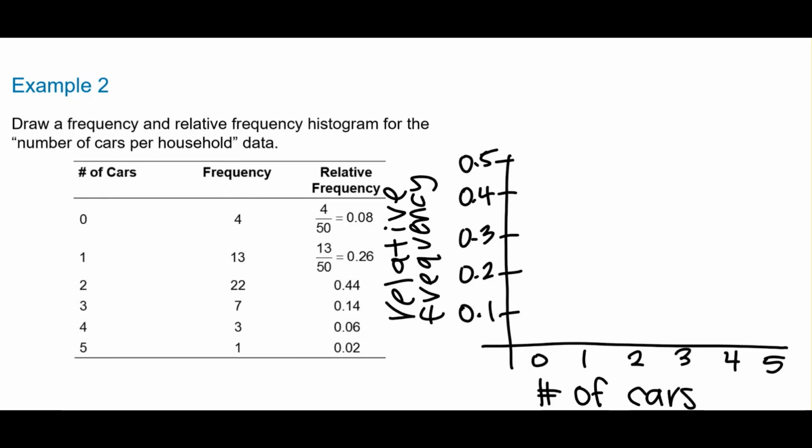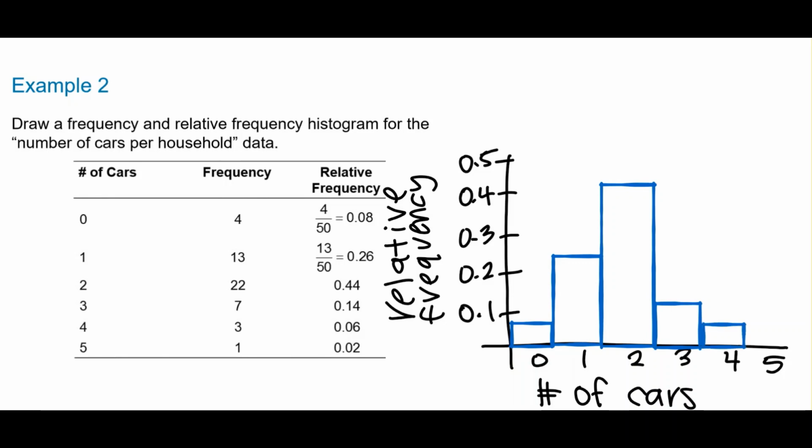For 0, we have 0.08. For 1, we have 0.26. For 2, we have 0.44. For 3, we have 0.14. For 4, we have 0.06. And for 5, we have 0.02. And this is our relative frequency histogram.